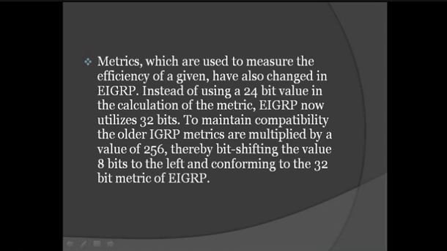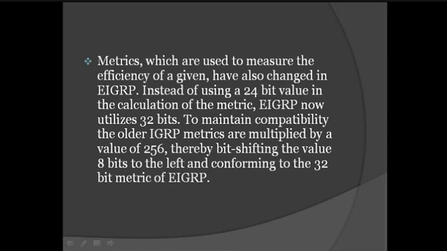Instead of using a 24-bit value in the calculation of the metric, EIGRP now utilizes 32 bits. To maintain compatibility, the other IGRP metrics are multiplied by a value of 256, thereby bit shifting the value 8 bits to the left and conforming to the 32-bit metric of EIGRP.